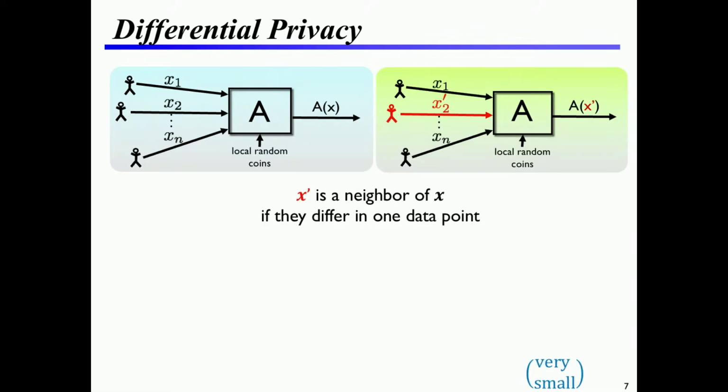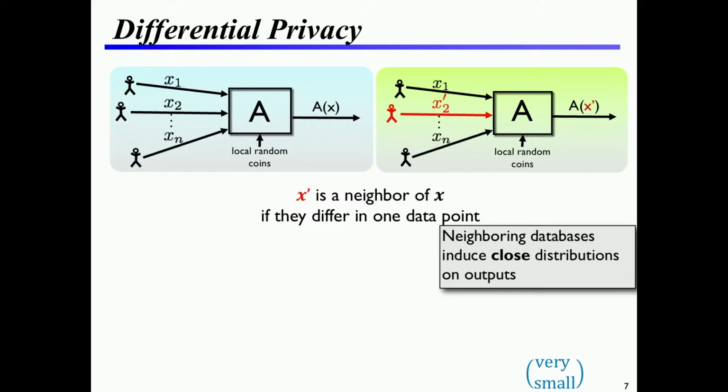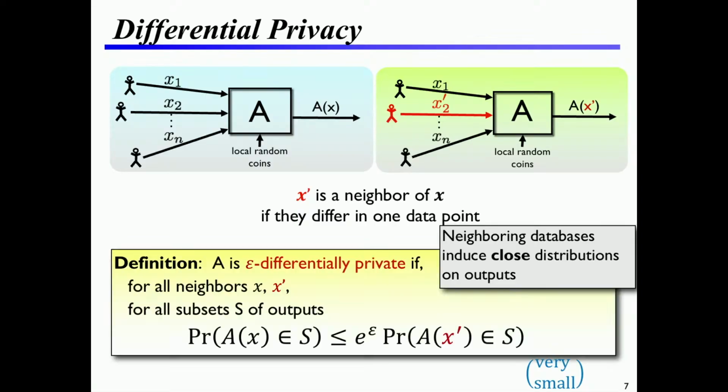Mathematically, we'll say two data sets are neighbors if they differ in one person's data, which for now we'll think of as one row of the data set. And so the requirement is that neighboring data sets induce close distributions on outputs. Formally, we're going to capture closeness with a parameter, or sometimes a pair of parameters, which for now is just one parameter, which we call epsilon.